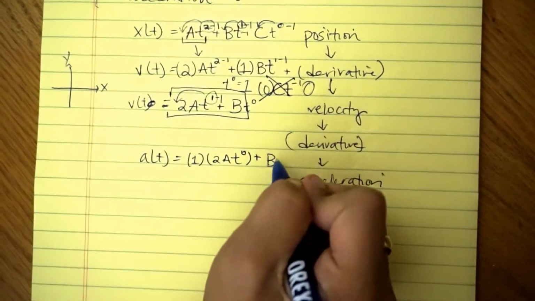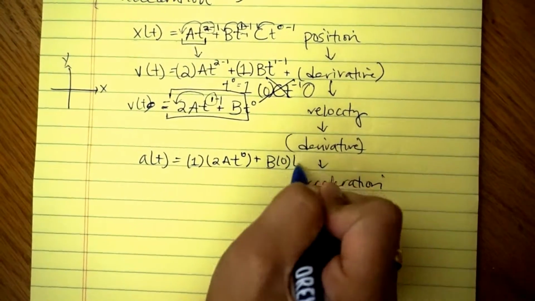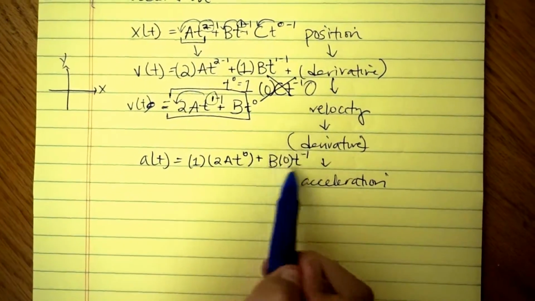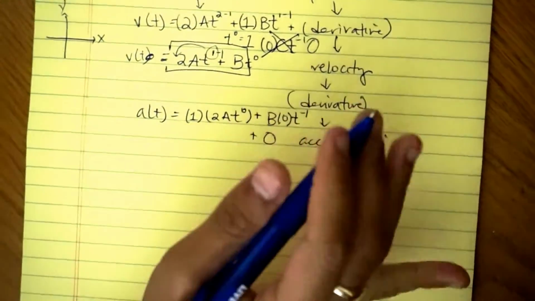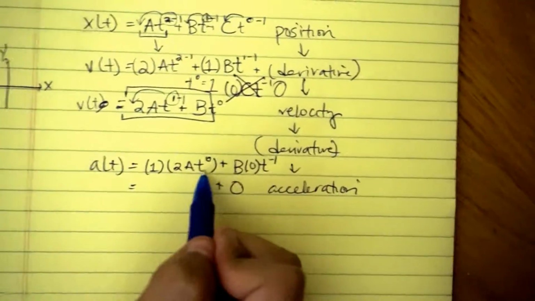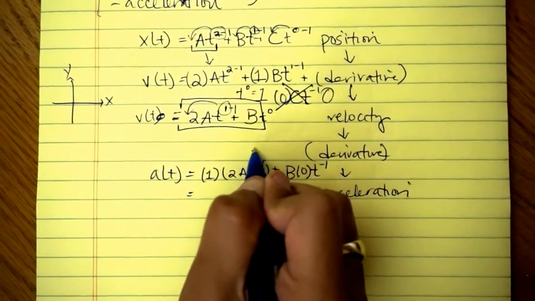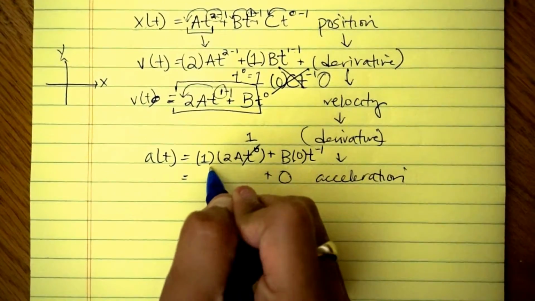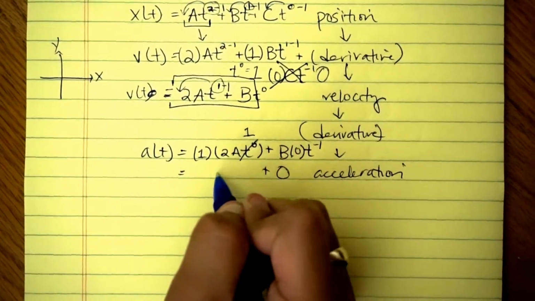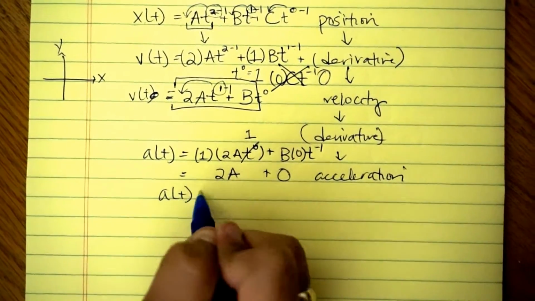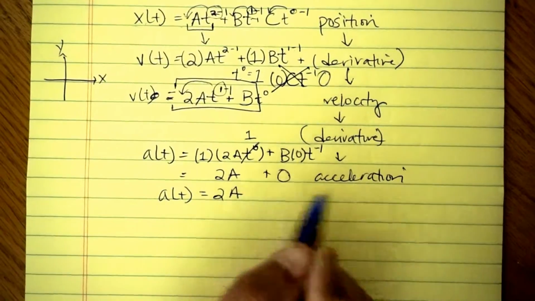So you're going to bring 0, and then it's going to be t to the negative 1. But 0 times anything is 0. So you're going to neglect that. And this is going to equal t, or a variable to any power, that's always 1. So it's 1 times 2a times 1, which is 2a. So your acceleration is 2a.